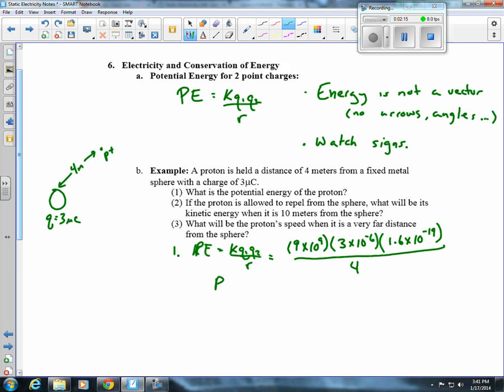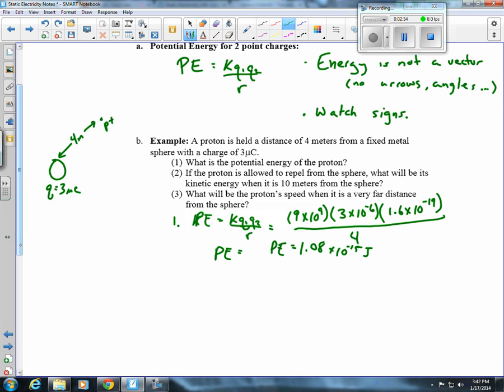And we'll end up with a potential energy of 1.08 times 10 to the minus 15 joules. Now, step 2, if the proton is allowed to repel from the sphere, what will be its kinetic energy when it's 10 meters away from the sphere? So I'm going to let it go.